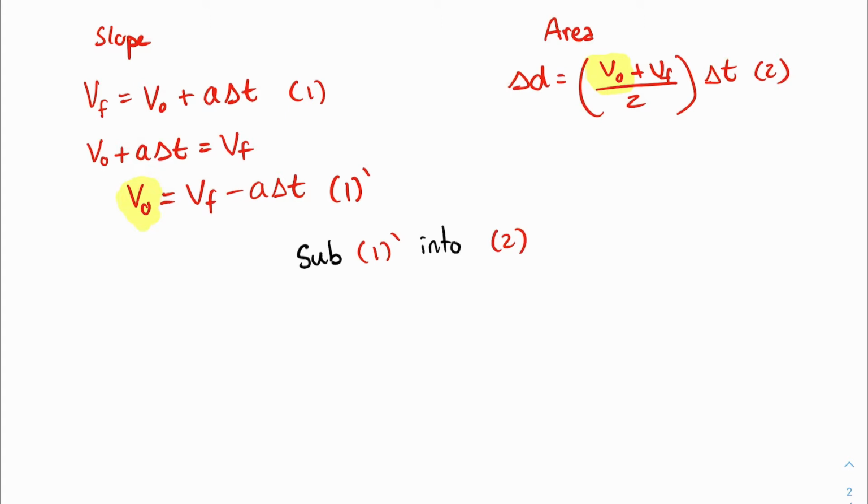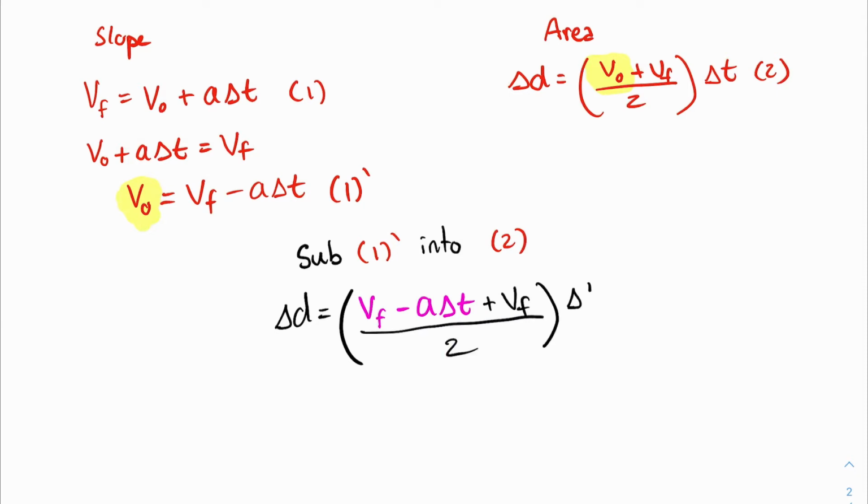And let's see, let's do the substitution. So the displacement equals, now instead of V initial, we're going to write the one from equation 1 prime, which is V final minus A delta T. And the rest remains the same. So V final divided by 2 times the change in time.